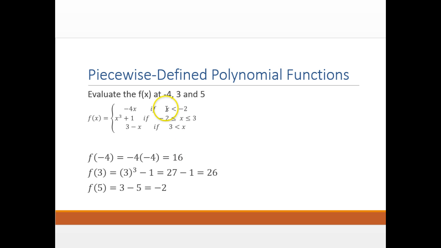Finally, f(5), it's not less than negative 2. It's not between negative 2 and 3. It is greater than 3. So I'm going to plug this into my bottom piece. So 3 minus 5 is negative 2.